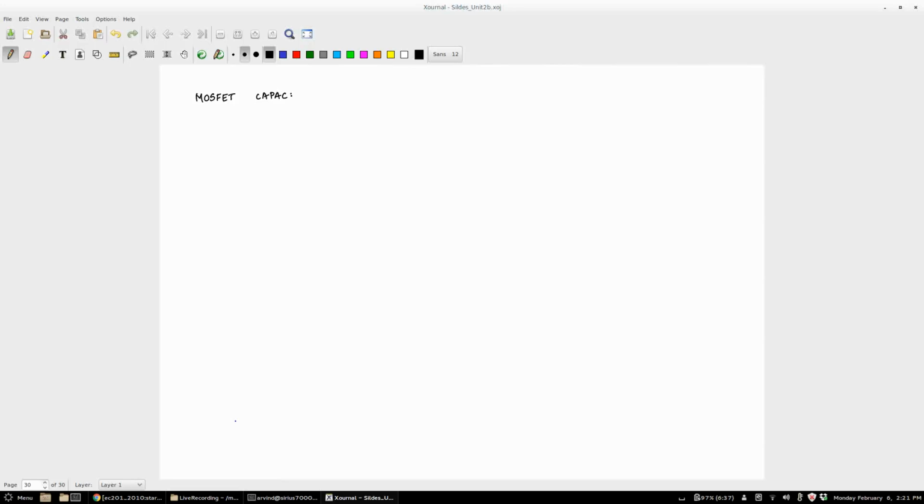Okay. All right. Now let's move to the capacitors in the circuit. And to understand the other capacitors in the circuit, it's important to look at the MOSFET again. Now I'm going to look at the MOSFET capacitances.